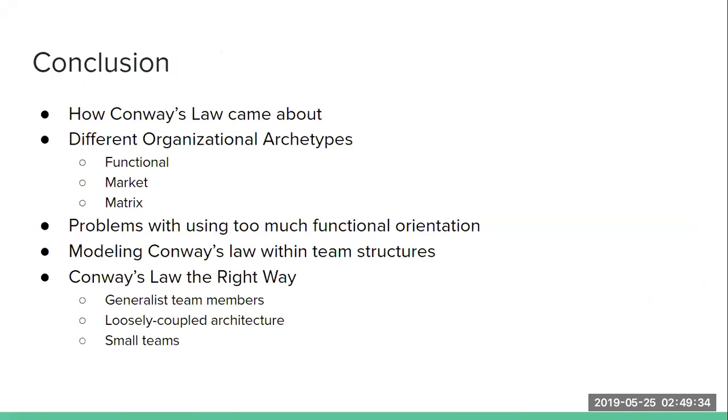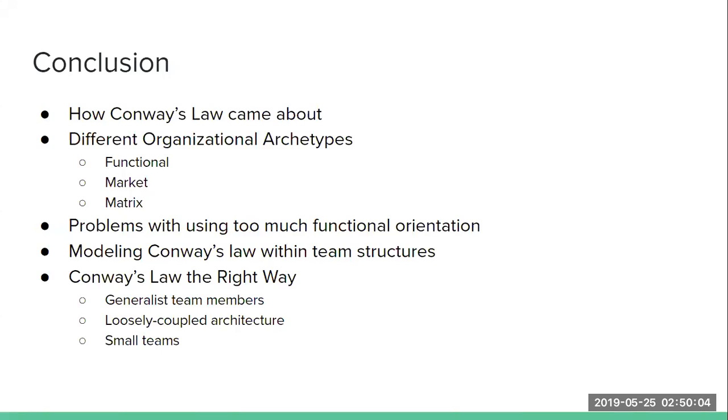In conclusion, we discussed how Conway's Law came about through observing the effect team organization has on work. The three organizational archetypes, these being functional-oriented organizations, matrix-oriented organizations, and market-oriented organizations. The problems that occur from using too much functional orientation, such as limited visibility and long lead times. Modeling Conway's Law within team structures, which optimizes for speed.